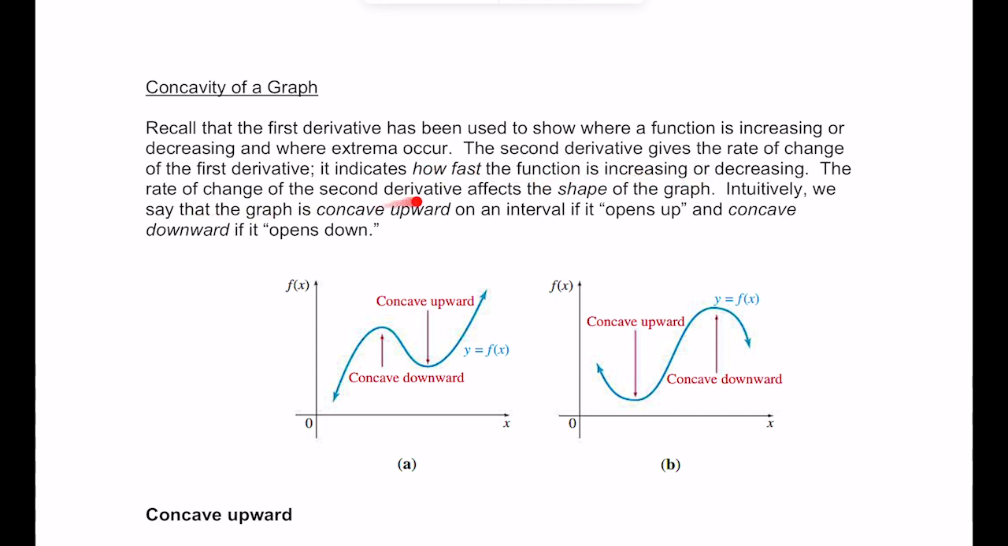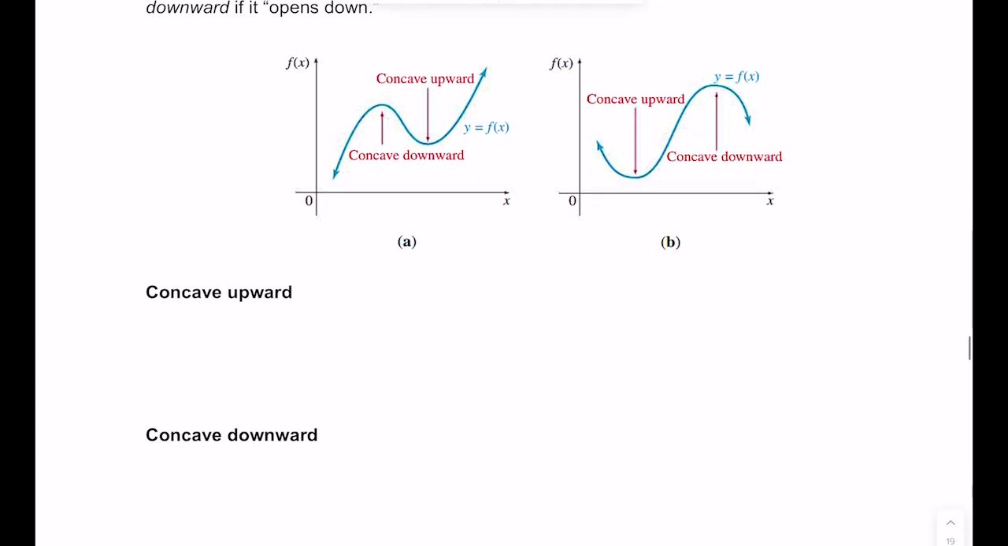The rate of change of the second derivative affects the shape of the graph. So intuitively, we say that the graph is concave upward on an interval if it opens up, and concave downward if it opens down. So you can see here, the graph is opening downward, so that's concave downward. Here, the graph's opening up, so concave upward. And you can see the same thing in that picture there.